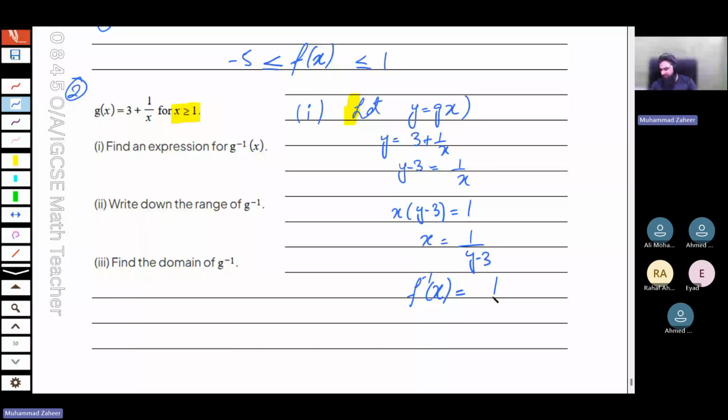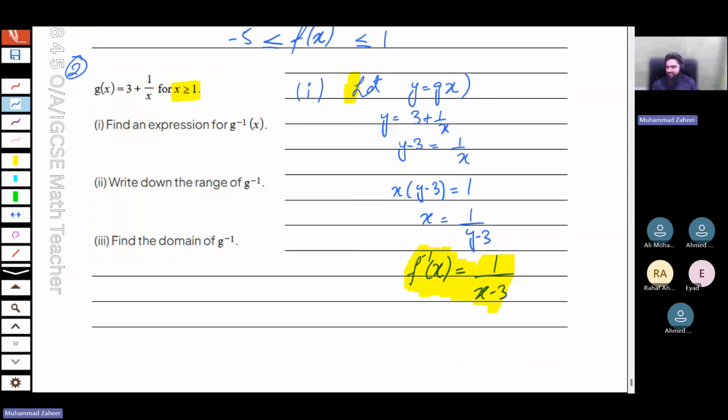Yes, is there anyone here who is not able to find the inverse? Right. So g inverse of x is equal to 1 divided by x minus 3. This is the first part. In the second part, he says to write down the range of the inverse function. And in the next part, the domain of the inverse function. Yes, what is the range of the inverse function? Anyone?